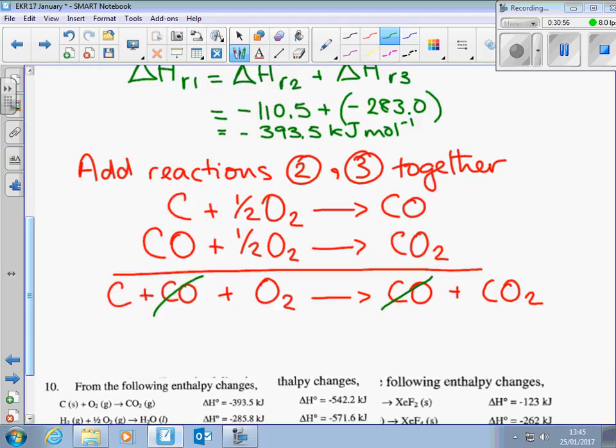We are now left with C plus O2 gives us CO2. Right, there's no chemistry happening that does this. This is manipulating the information that we can get. And so that is now equation 1. All right? Magic, isn't it?